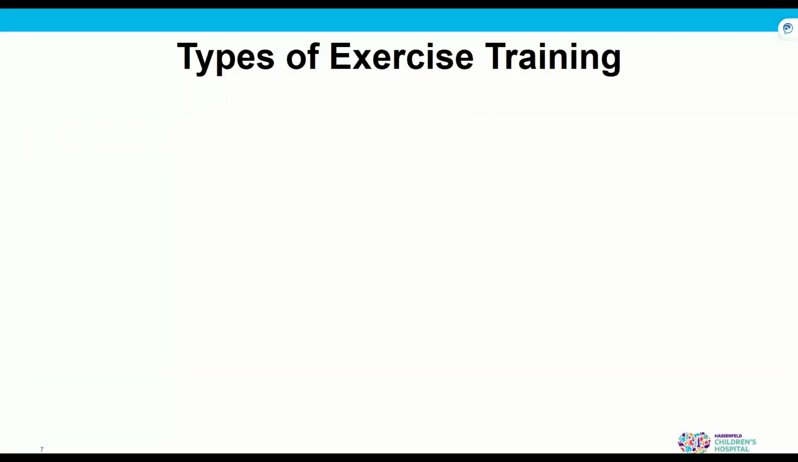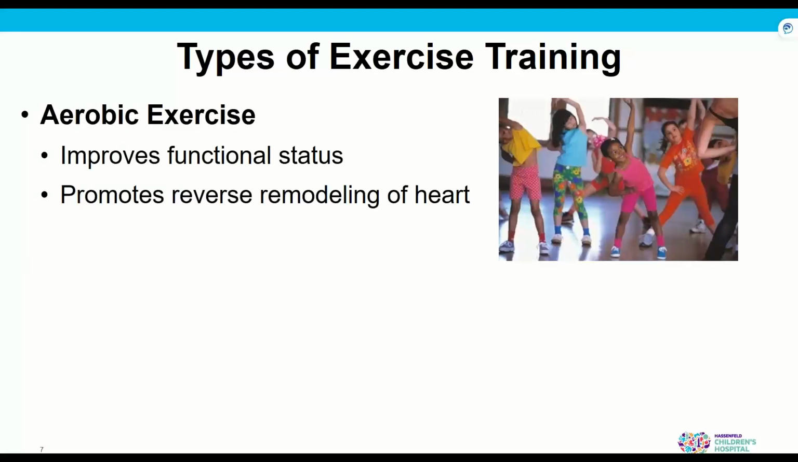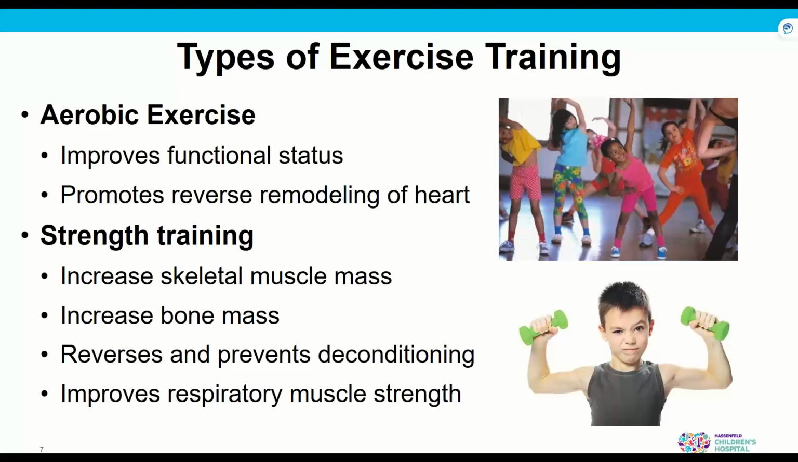What are the different types of exercise training that we think of? Well, there are two types, pretty logical. There's aerobic exercise, the things that we all do, hopefully on a regular basis. So walking, running, yoga, going to the gym. All those types of aerobic exercise improve your functional status. Again, allow you to be more active and to be less fatigued. It also has been shown to reverse the effects of the heart, that damage that may have already occurred. So promotes reverse remodeling.